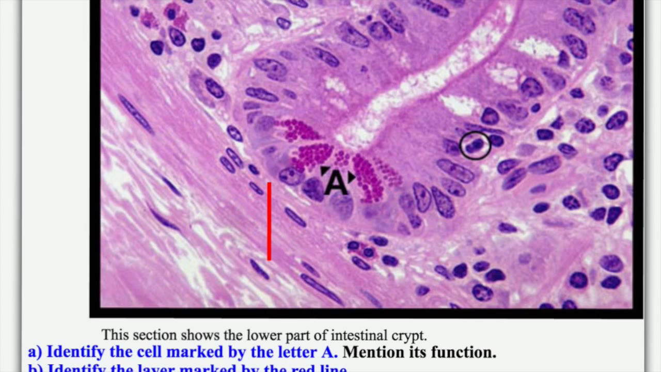If you are asked to mention one EM feature for this cell, they have a lot of free ribosomes and polysomes. If you want to mention one LM picture, they show mitotic figures and they have a pale cytoplasm with appearance of columnar cells with basal oval nuclei.